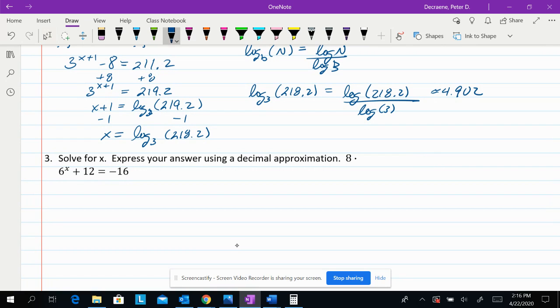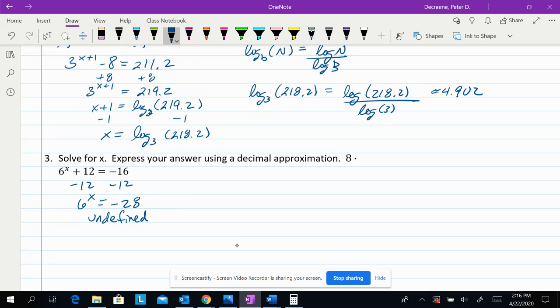This last problem, if I subtract 12 from both sides, I get 6 to the x is equal to negative 28. The problem is, if I try to raise 6 to a number, I'm always going to get a positive number. I can't get a negative answer. So the answer here is going to be undefined. There is no solution to this.